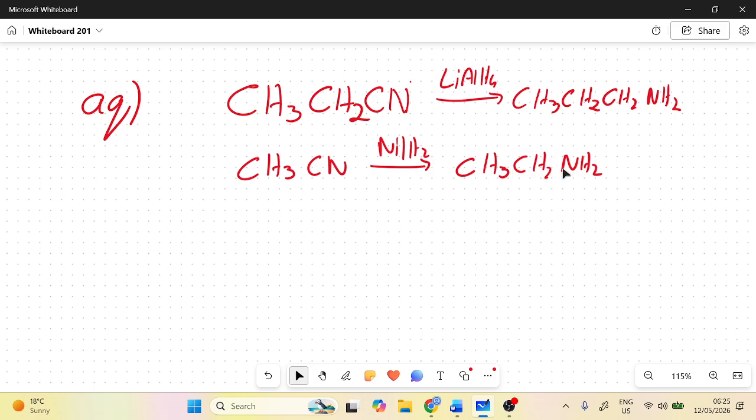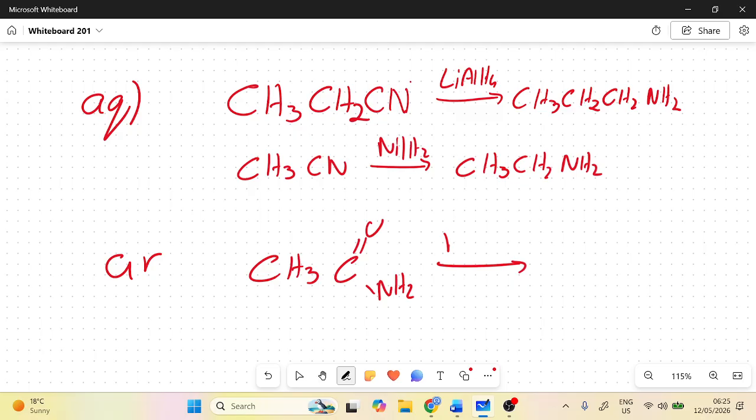These can be prepared from amides through what we call a dehydration reaction. Okay, so here you are removing water from the molecule.